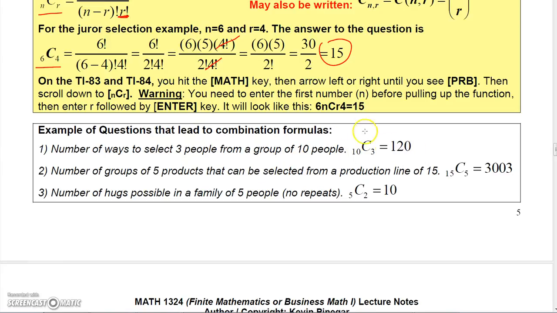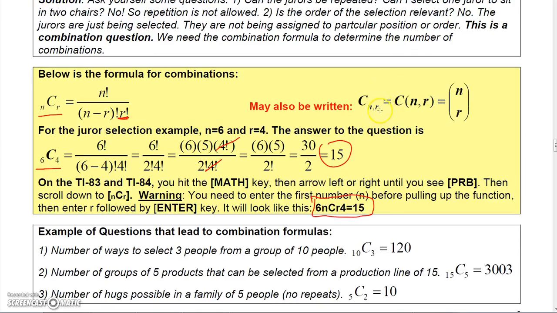If you do it on the calculator, it will look like this if you use a TI-83 or 84 calculator. It looks strange because you have to put the number in, then the combination operator, and then the second number. When you hit enter, it gives you 15. There are different ways to write combinations. You might see it like this, or you could even write it like this. This is actually the same thing, nCr.